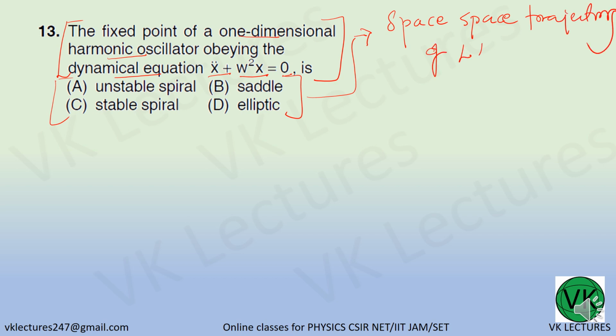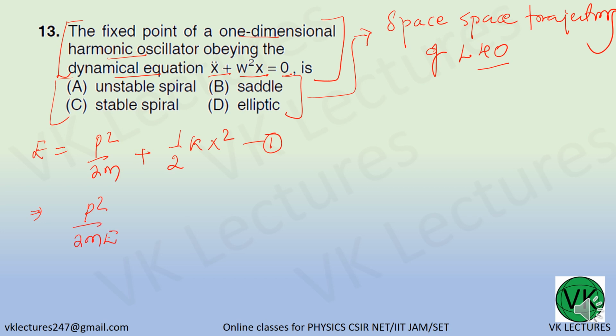Okay, so for the linear harmonic oscillator we can say energy is equal to p squared divided by 2m, that is the kinetic energy, and the potential energy is equal to half kx square. Now I can divide this equation by E and rewrite it as p squared divided by 2mE plus x squared divided by 2E by k equal to 1, just dividing the first equation by E.